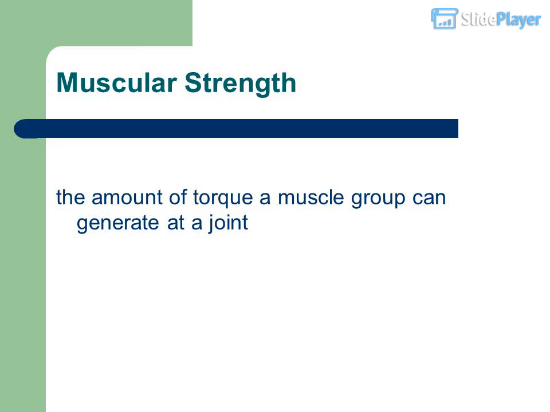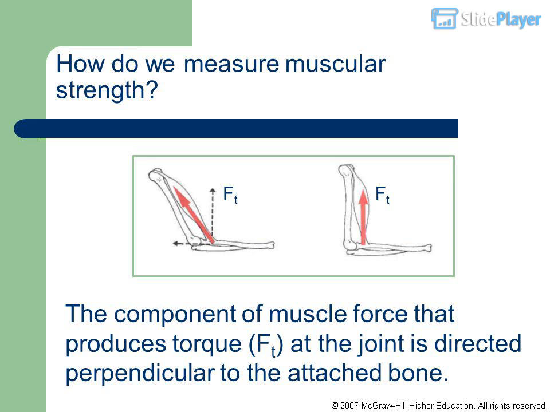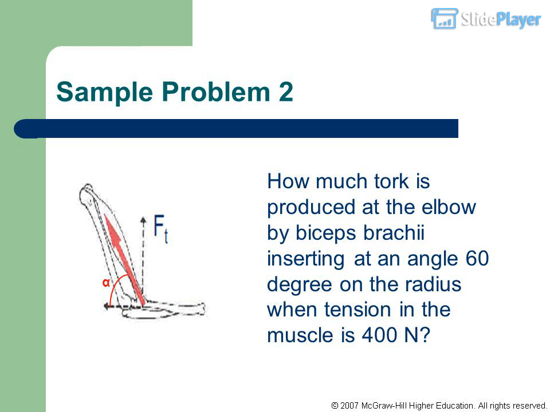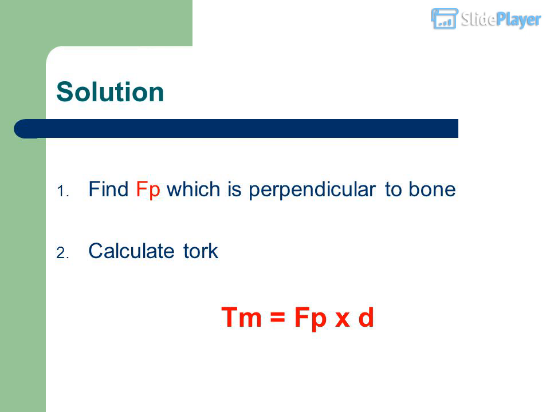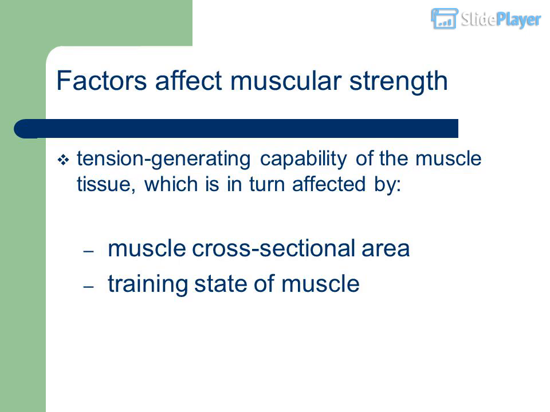Muscular strength: the amount of torque a muscle group can generate at a joint. How do we measure muscular strength? The component of muscle force that produces torque, Fp, at the joint is directed perpendicular to the attached bone. Sample problem 2. How much torque is produced at the elbow by biceps brachii inserting at an angle of 60 degrees on the radius when tension in the muscle is 400 N? Solution: find Fp, which is perpendicular to the bone, then calculate torque, equals Fp times d.